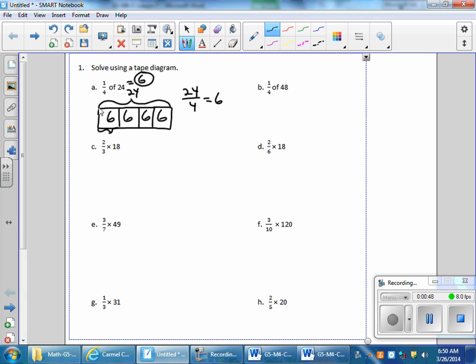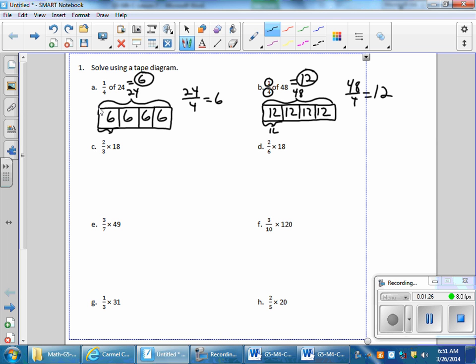B, 1/4 of 48. Again, I'm splitting up into 4 sections because my denominator is 4. 48 divided by 4 is 12. Each of my units or parts is 12. 1/4 of that will be 12.